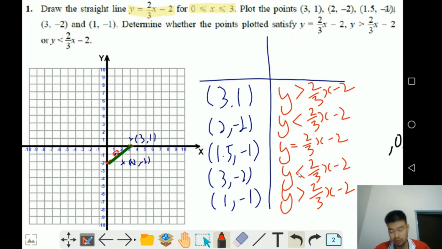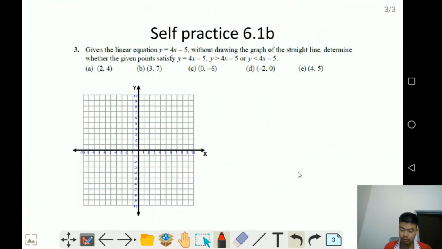Alright, so let's proceed to the second questions. The third question: given the linear equation y equals 4x minus 5, without drawing the graph of the straight line, determine whether the given points satisfy which equation or inequality. You don't need to draw the graph. You just use the equation to determine.